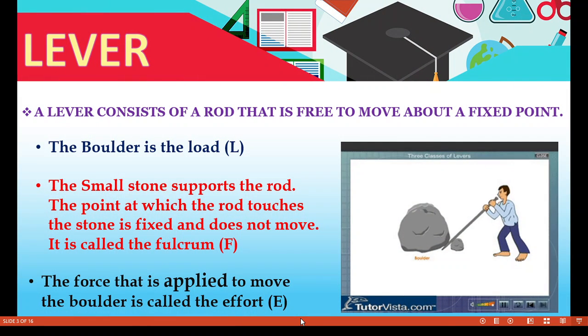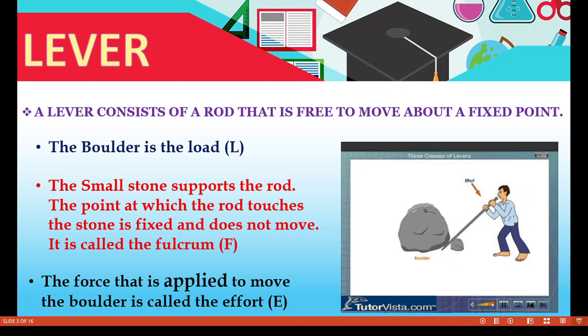So before going to that, what do you mean by a lever? A lever consists of a rod that is free to move about a fixed point. Here, look at this picture, a man is trying to move the boulder from the way. The boulder is nothing but a huge rock, and this is called a fulcrum. That is a small stone. It is fixed. So with respect to this point, this rod can move freely.